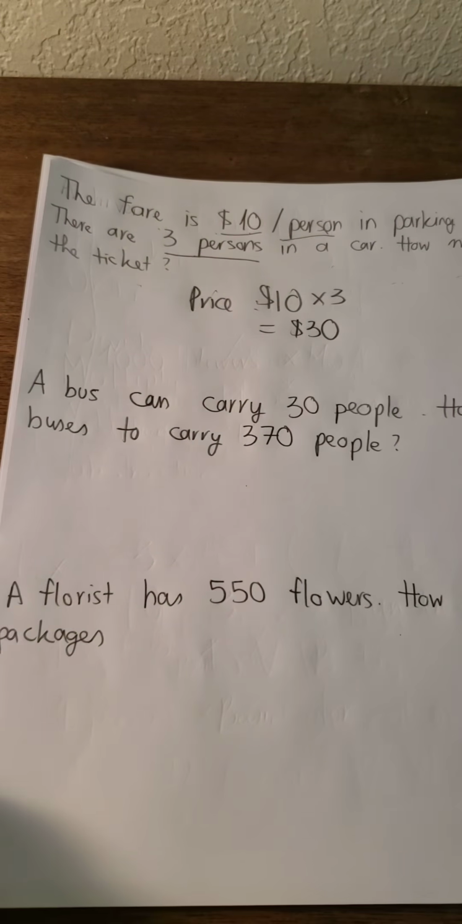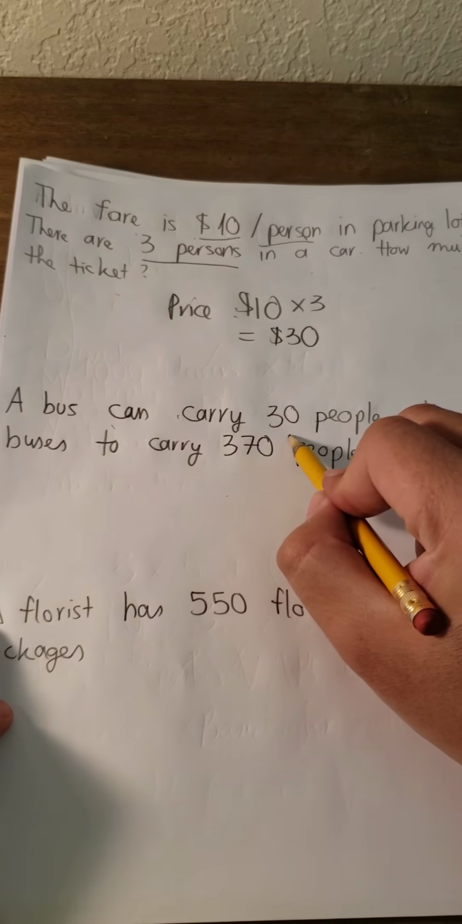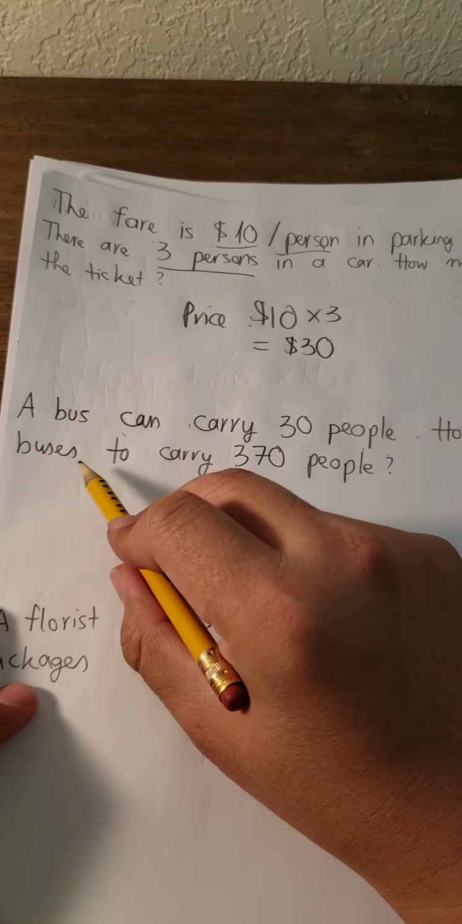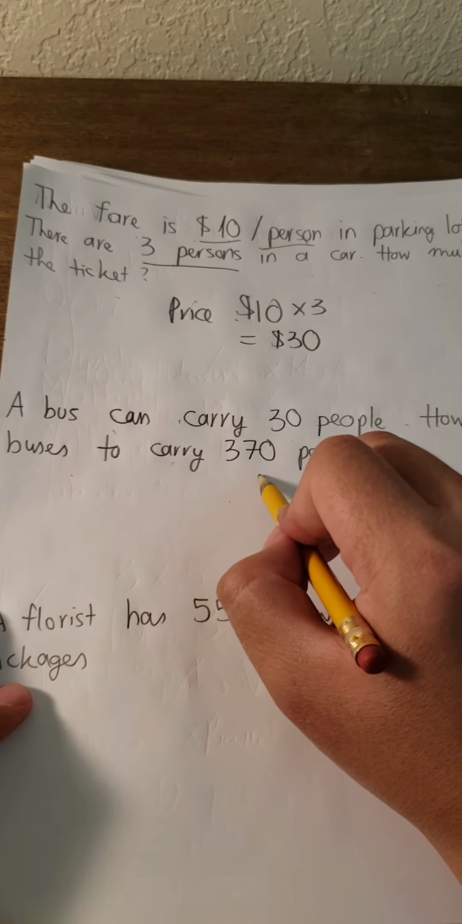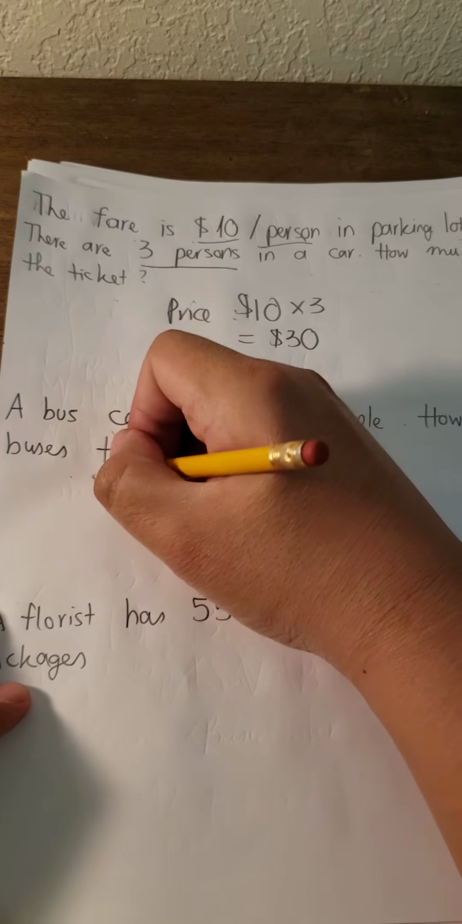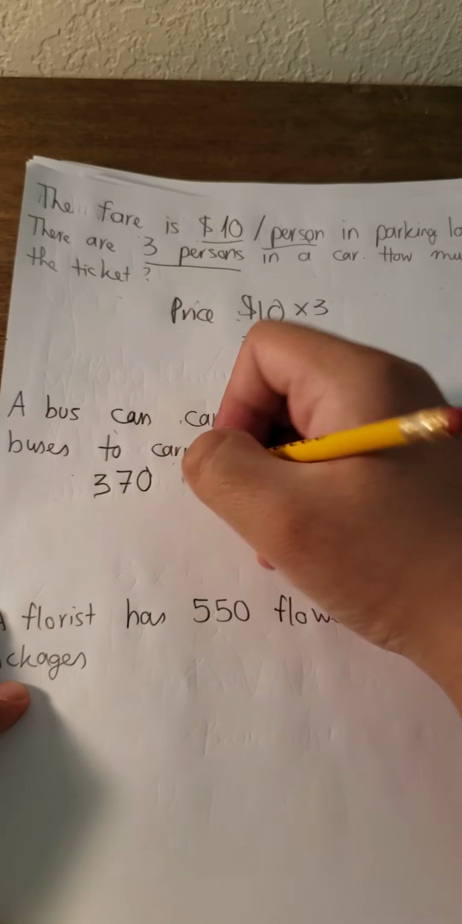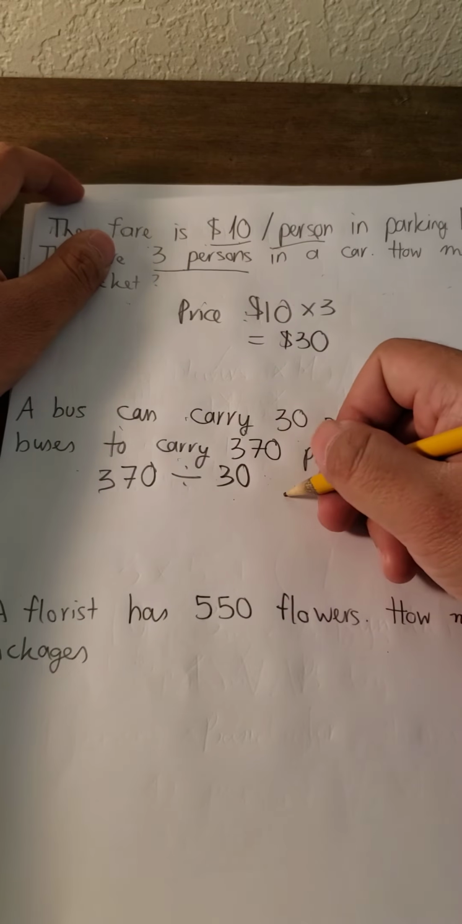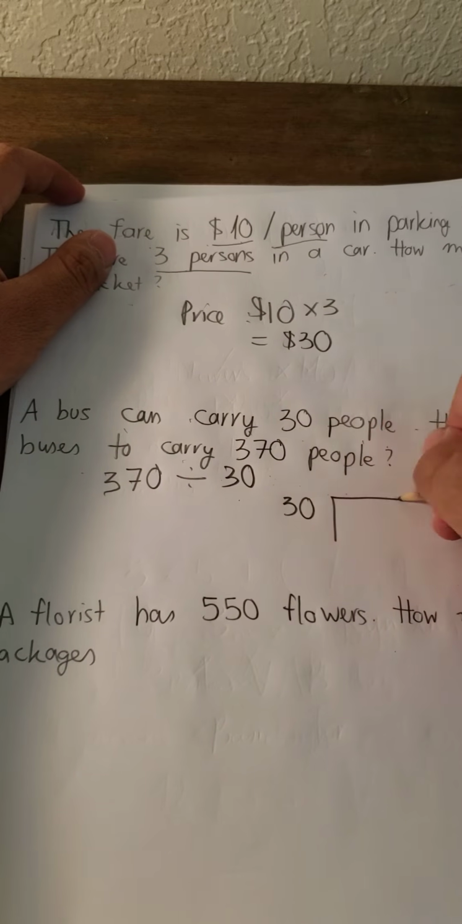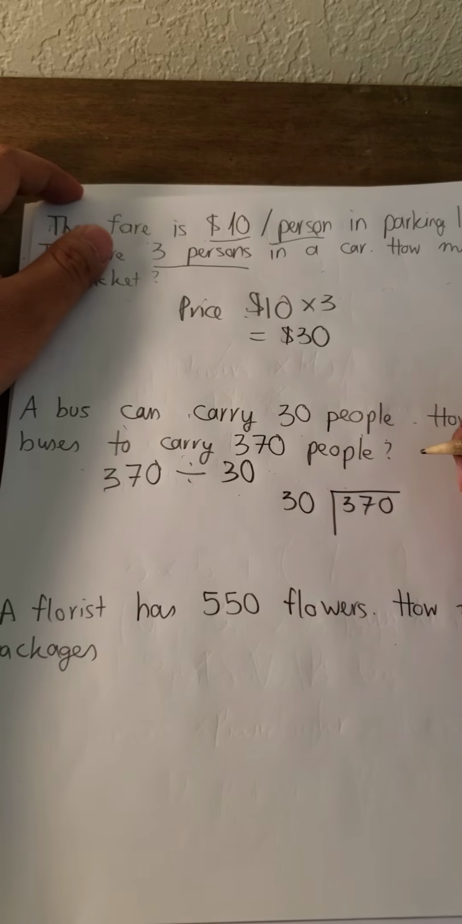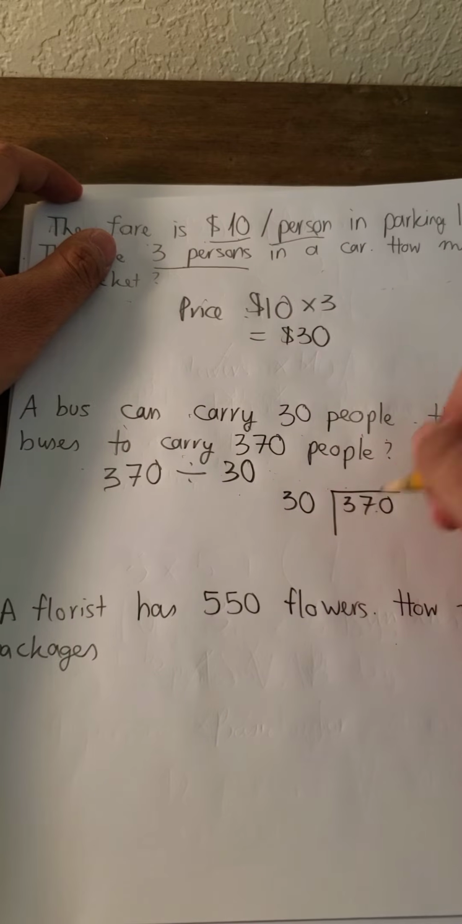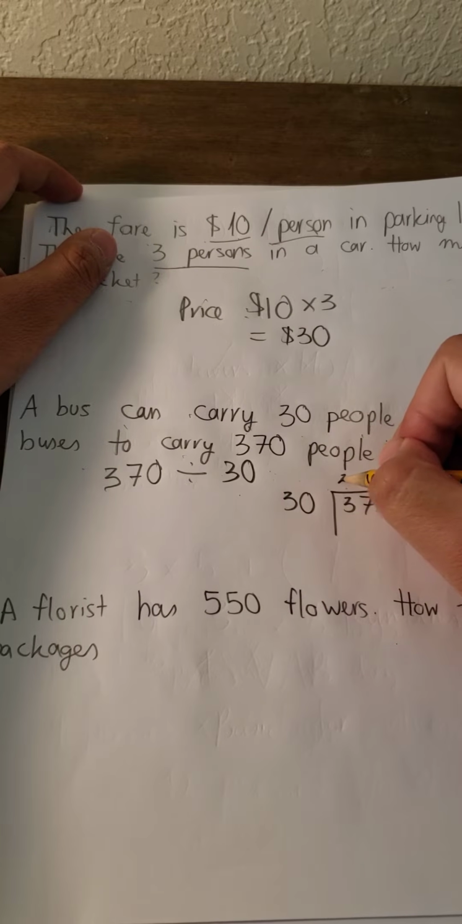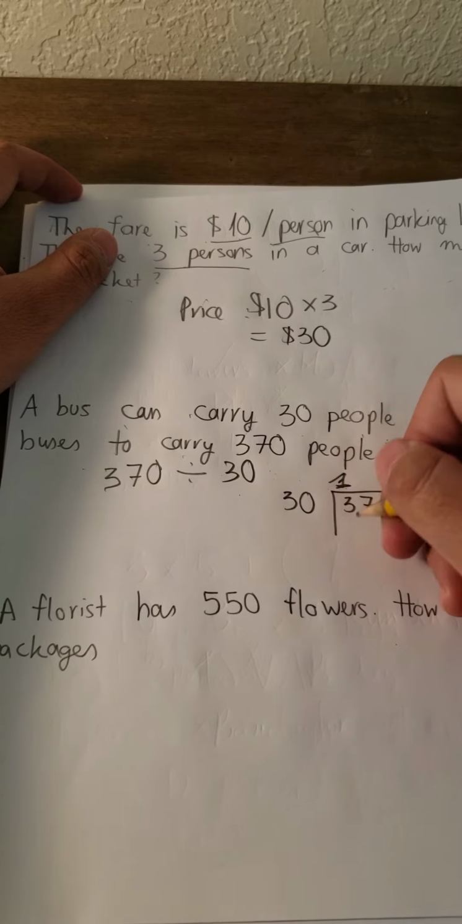So the next one, a bus can carry about 30 people. How many buses to carry 370 people? So we use 370 people divided by 30. In here, we have 370. We need to know how to divide. First, we have one first, that's it, 30.